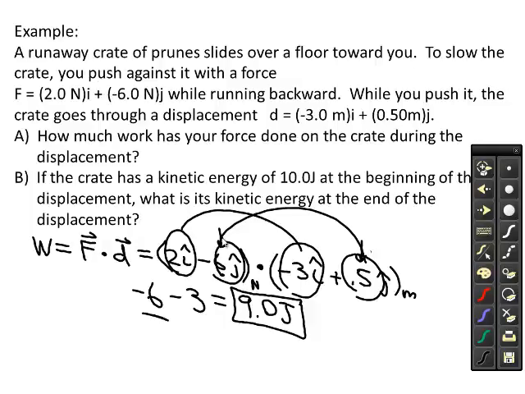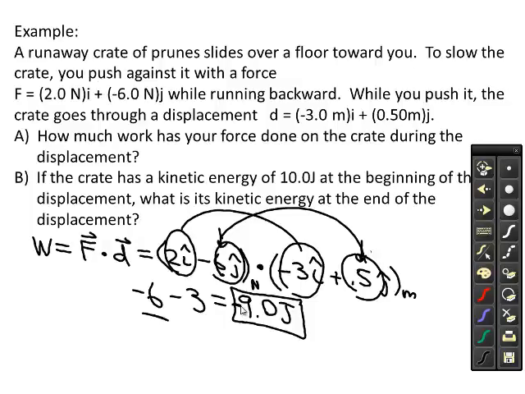So how much work has your force done? 9.0 joules of work. Oh, I beg your pardon. You've noticed already, it's negative 9 joules. So we're going to slow the crate down. We're reducing the kinetic energy by 9. I apologize. We do need to have that negative sign in there.